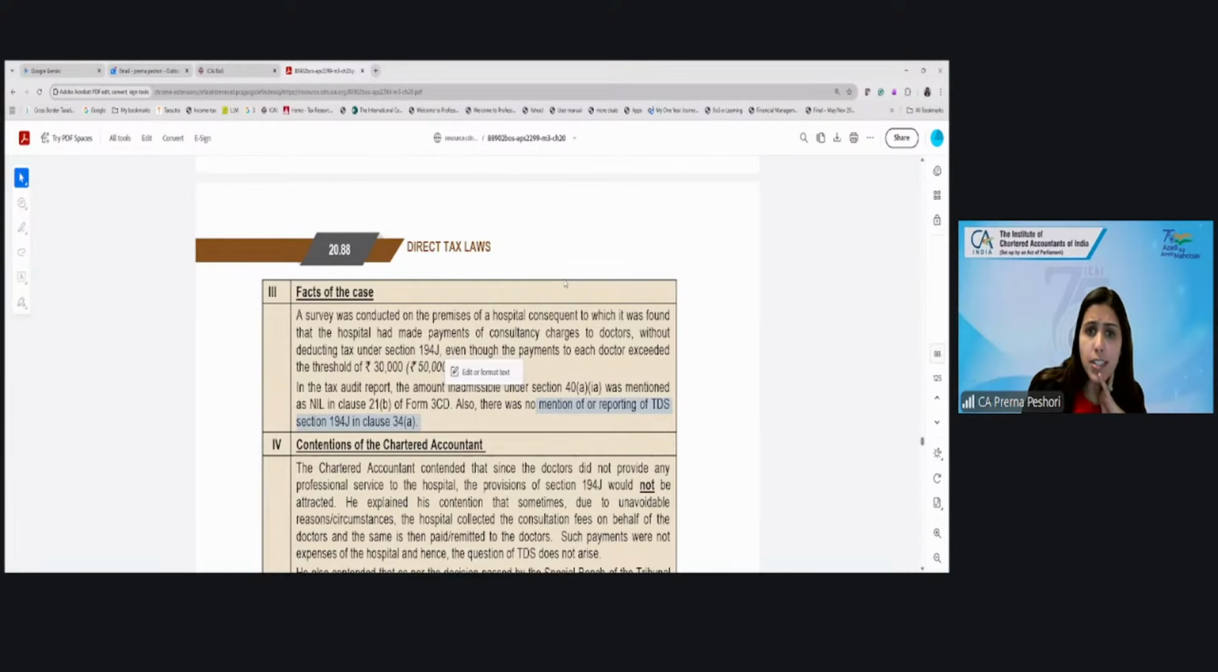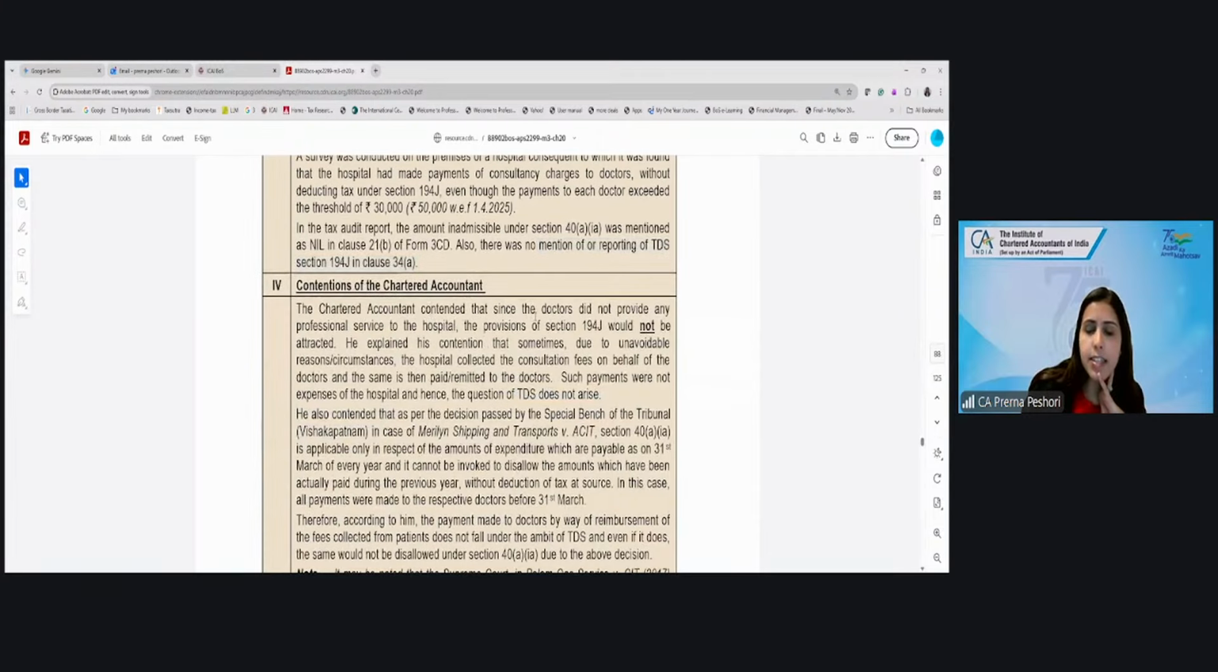The contention of the CA is that since the doctors did not provide any professional service to the hospital, the provisions of 194J would not be attracted. He explained that sometimes, due to unavoidable circumstances, the hospital collected the consultation fee on behalf of the doctors and the same is then paid or remitted to the doctors. Such payments were not expenses of the hospital and hence the question of TDS does not arise.